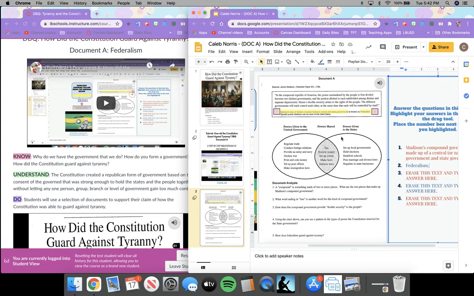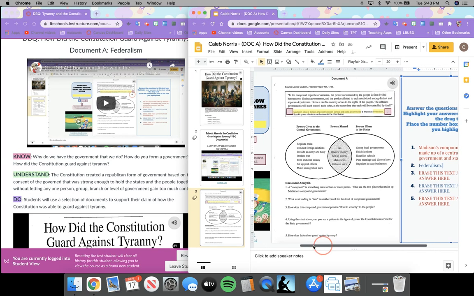Okay, so we have this idea that the central and the state governments are going to check each other's power, if you remember that from before. Also, each of these governments have their own branches within them, and they're going to also put each other in check. Okay, so that's where we have our controlled by itself.